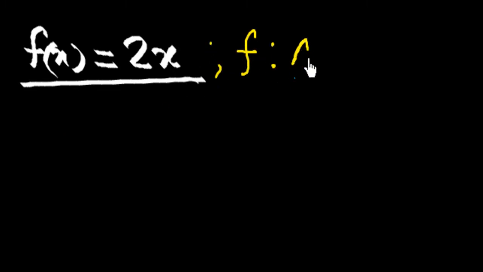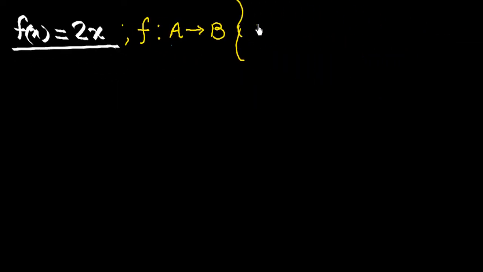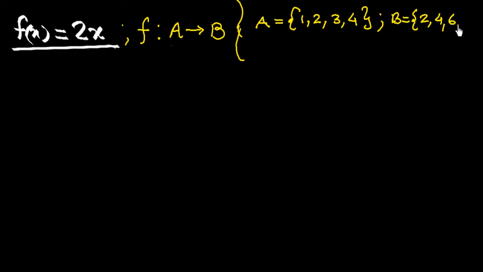f is such that f maps A to B, where A is the domain and B is the codomain here. Now I would like to write down something here. For set A, the elements in set A are 1, 2, 3, 4. And in set B, the elements are 2, 4, 6 and 8. These are the elements inside B.